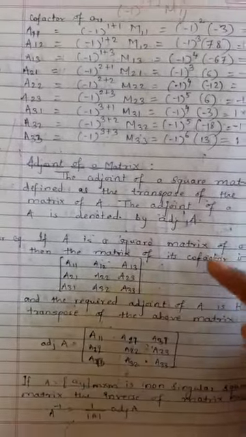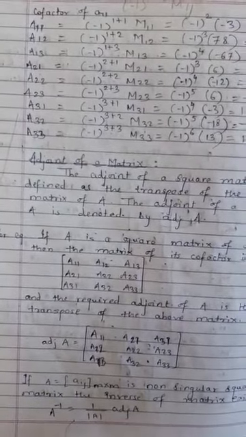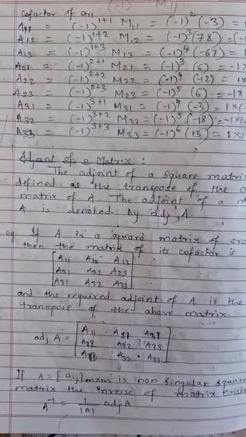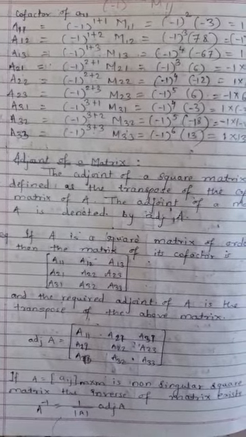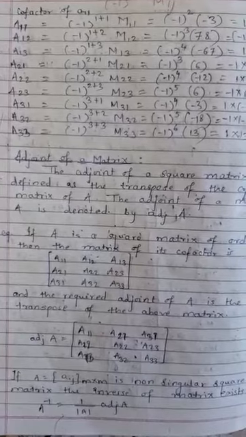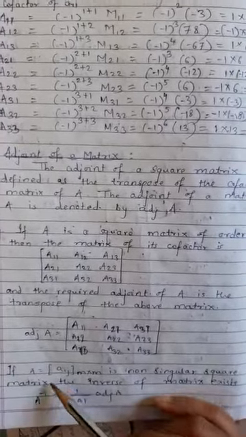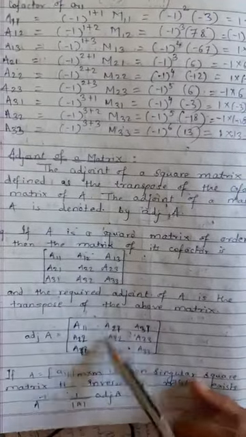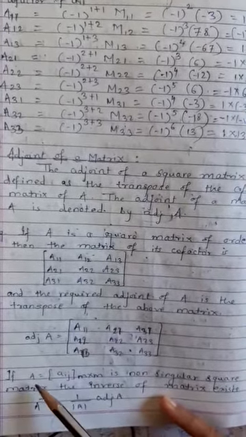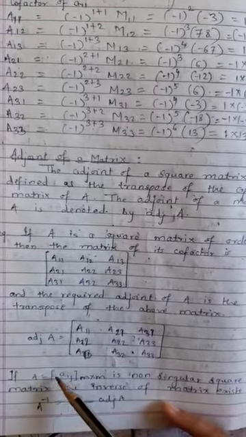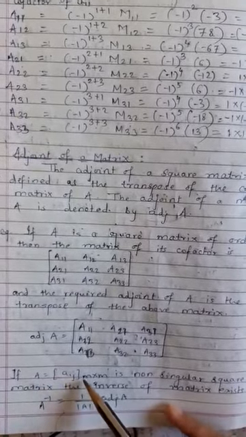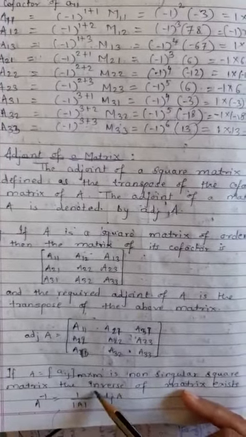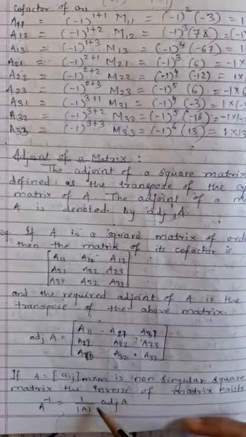Okay, so in this way, after finding out cofactors, you just have to form a matrix and convert it into its transpose, so it will be the adjoint of a matrix. Now let us see what is inverse. After finding out the adjoint, we have to find out the inverse. If A is a square matrix Aij, m by m, which is non-singular, then the inverse of the matrix exists.